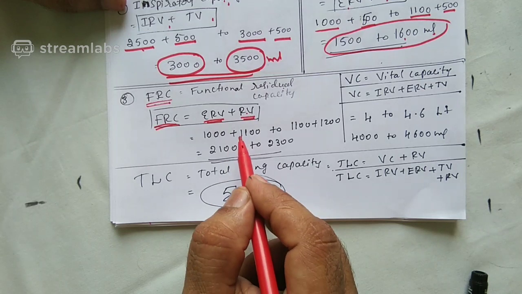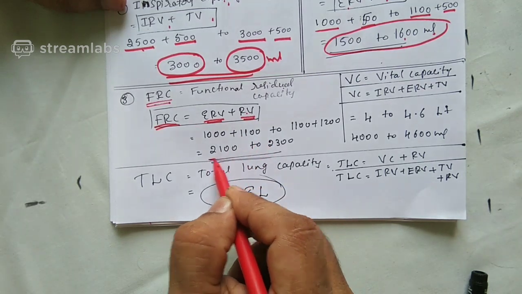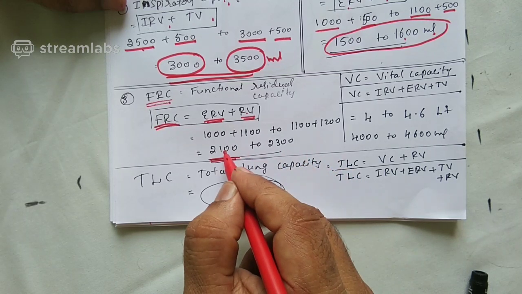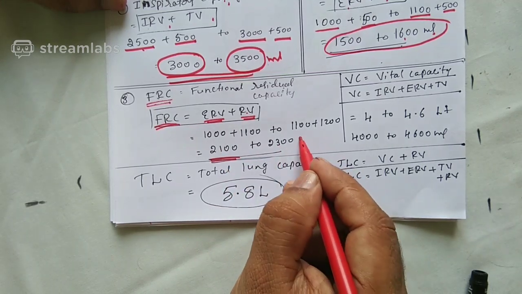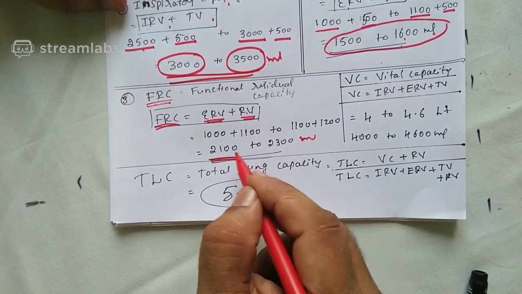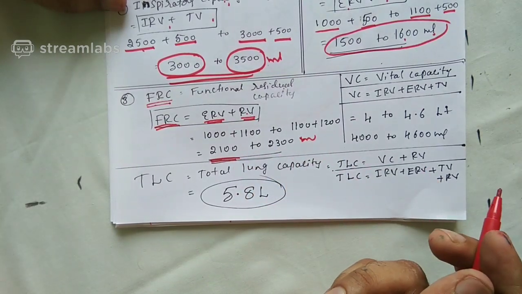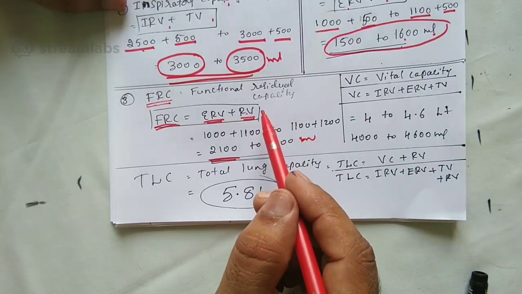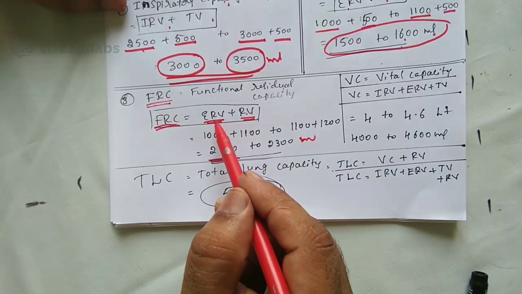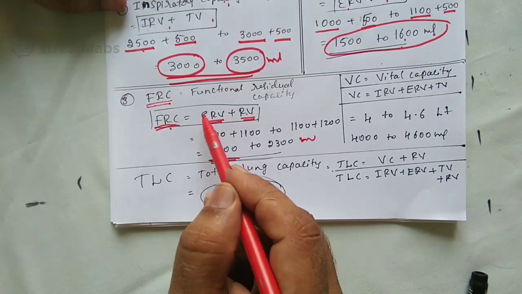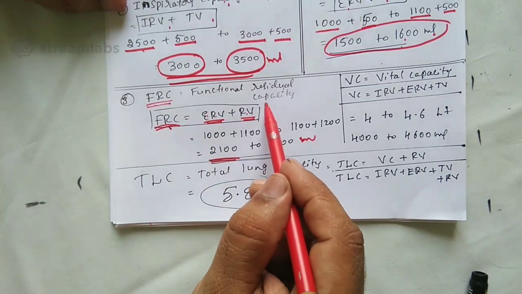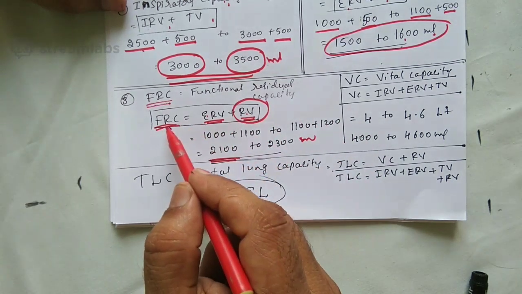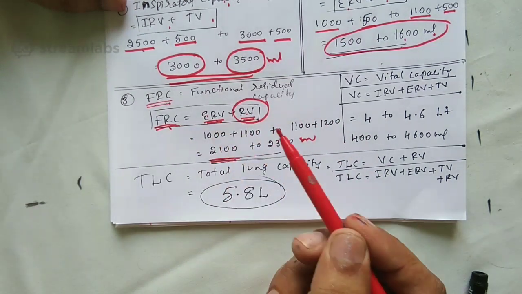When you do the calculation, the answer is 2100 to 2300. That means 2.1 to 2.3 liters, or 2100 to 2300 ml. Clear? One more way a question can come: they may give ERV and FRC, and you have to calculate RV. Hope you understood. So RV is equal to FRC minus ERV. That also can be asked.